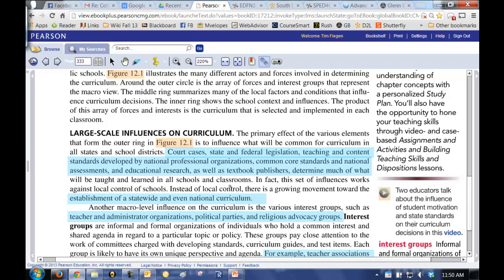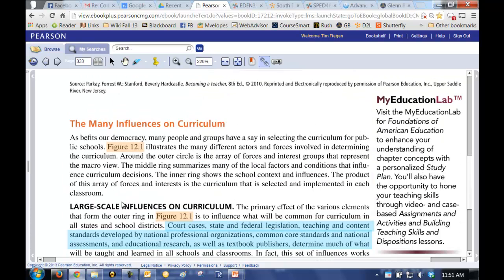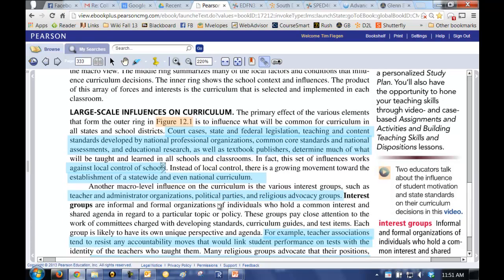Just a number of things that will be taught and learned in the classroom. In fact, this set of influences works against, I want to highlight that, they're speaking a little truth here, against local control of schools. Instead, there is a growing movement towards the establishment of a statewide, even a national curriculum. And that's what Common Core Standards is, a national curriculum. And we're not going to call it that now, but I guarantee in 5 years we'll just call it that, a national curriculum. So when we go back to describe what is curriculum, it'll be a national curriculum. So the influences won't be us, won't be our community, won't be our county, won't be our state. It'll be at the national level.